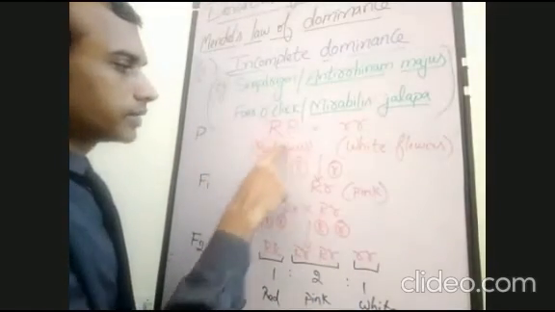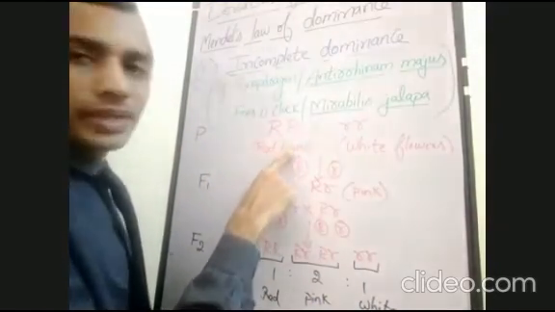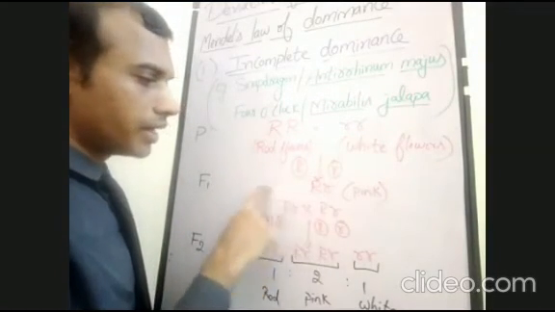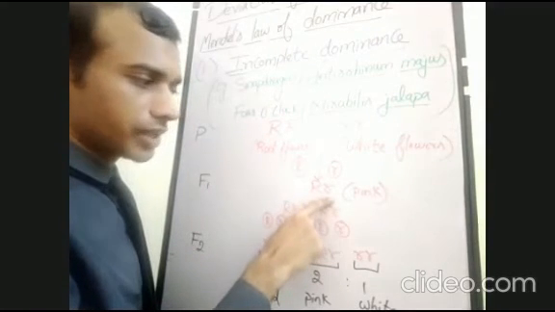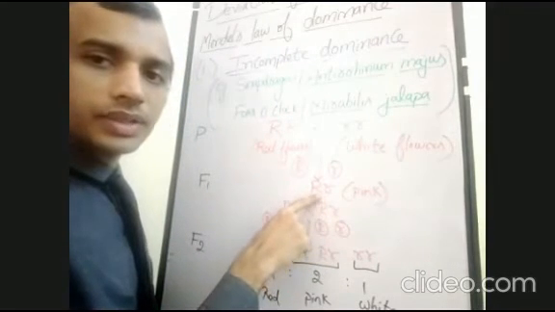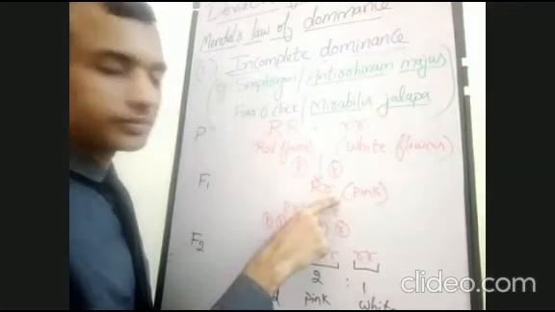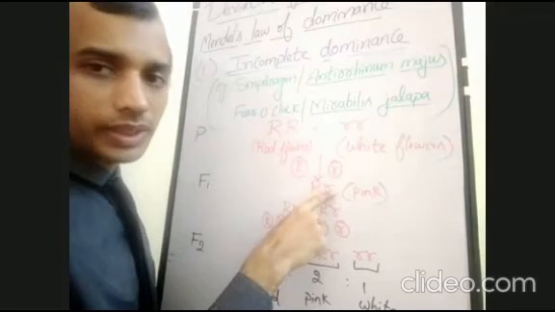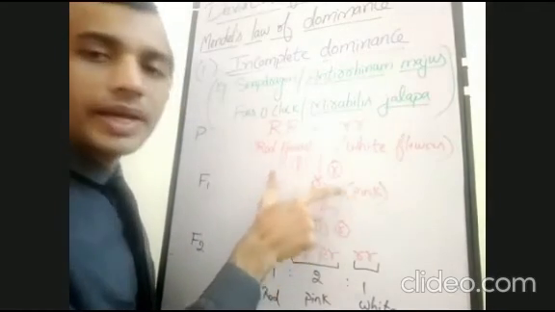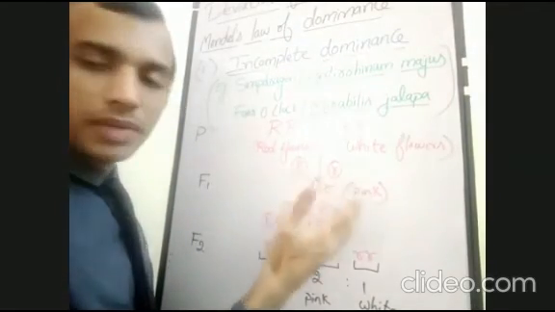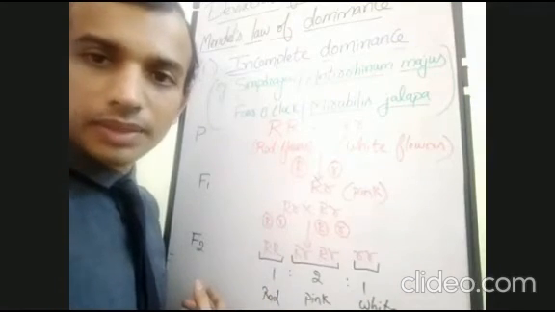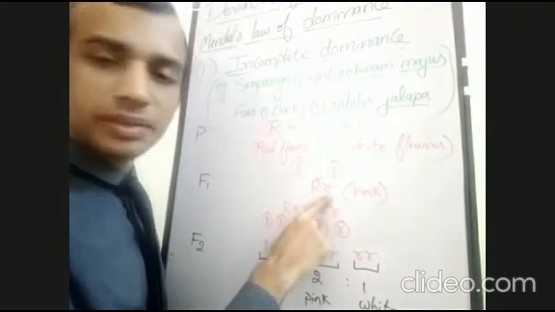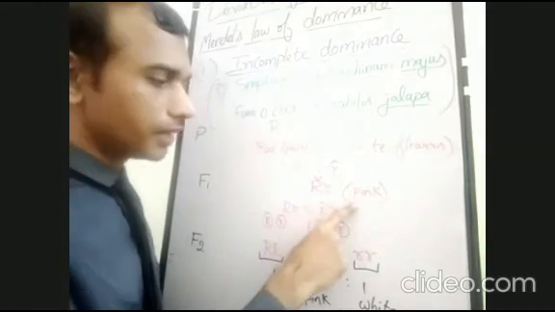So we can see that red flowers we represent like this with homozygous condition, and white flowers this condition. And in the F1 generation, we got heterozygous, but here red color is not seen. So one allele is not able to completely dominate over the other. This is what we call incomplete dominance. If there was complete dominance, as explained by Mendel, it would have been red color, but there is incomplete dominance. So we get an intermediate phenotype, which is pink color.